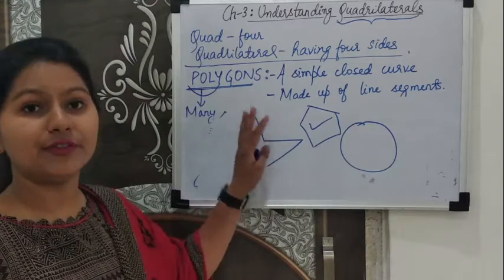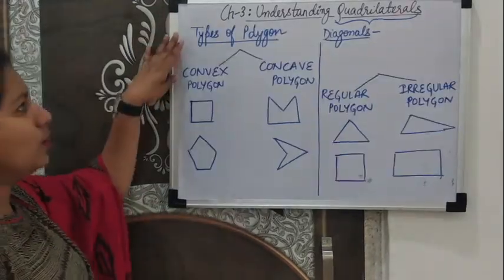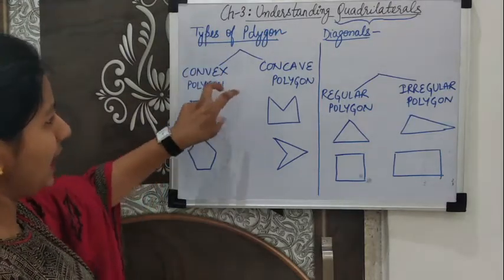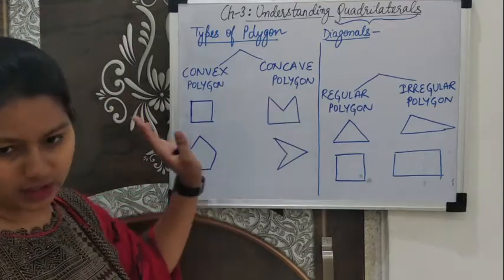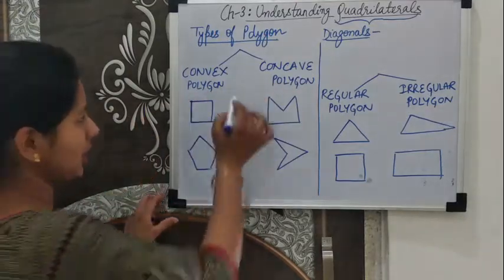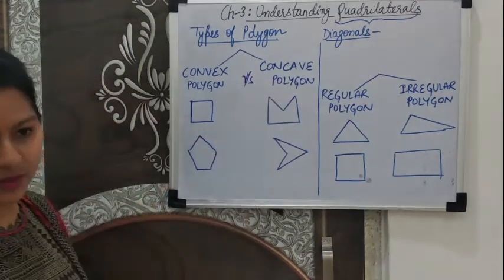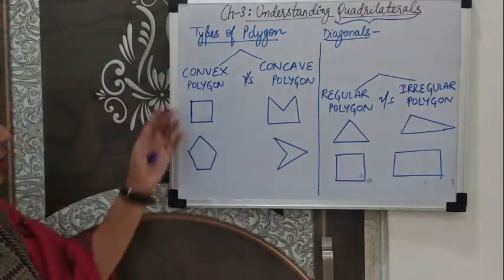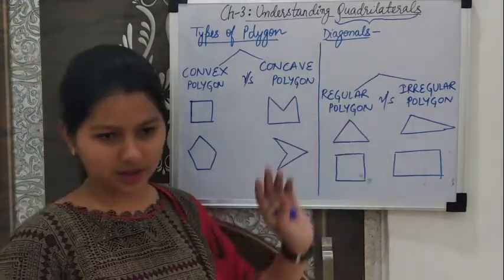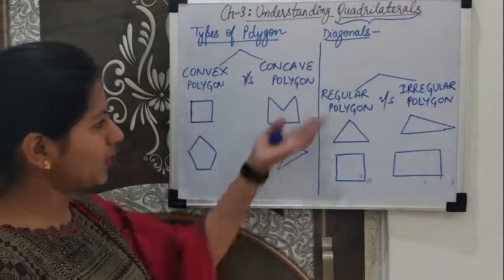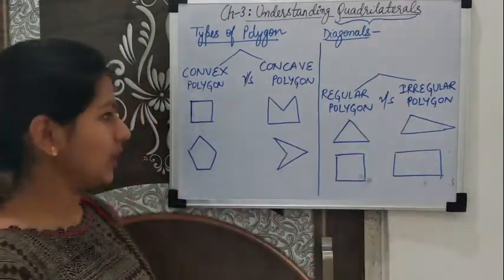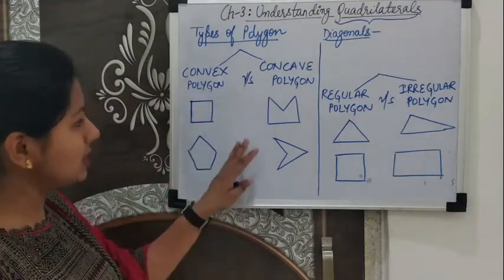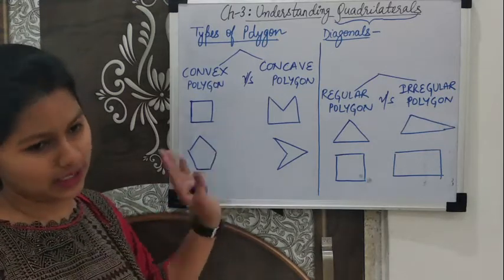Now I will tell you the different types of polygon. Now these are the different types of polygon. Types of polygon, one type we are having convex polygon and concave polygon. Convex versus concave polygon, fine. So first difference we will understand between these two, and then another one is regular polygon versus irregular polygon. So basically you people are having four types of polygon: convex polygon, concave polygon, regular polygon, irregular polygon. I'm not going to give you any proper definition for this, but what we have to understand is what actually it is. Fine.